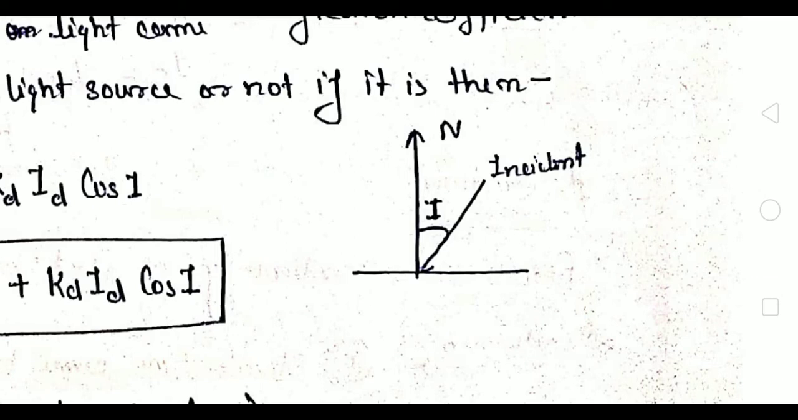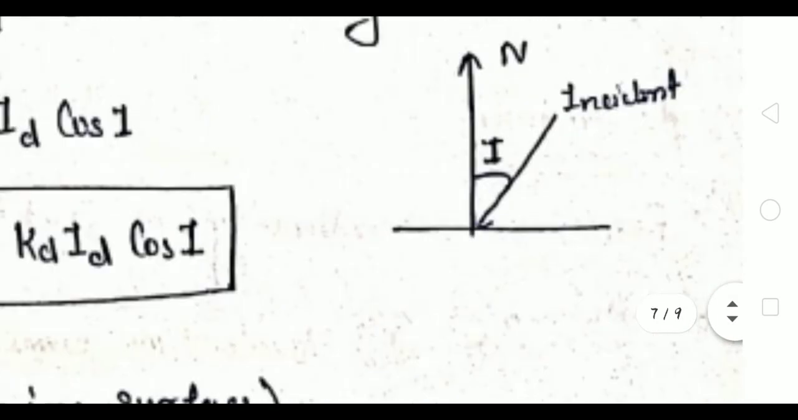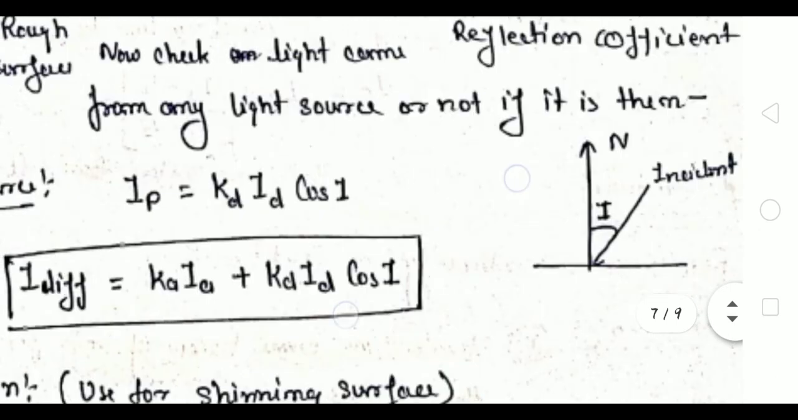The light is coming from the point source in the incidence, meaning light penetration on that surface. So that is called the incident. The incident light is coming onto the surface and reflected to N. The angle between the incident light and the reflection is I. So to calculate the point source intensity, IP is equal to KD ID cos I, where IP is the intensity of the point source, KD is the coefficient, ID is the intensity of diffusion, and cos I uses the angle I shown here. So this is the point source.